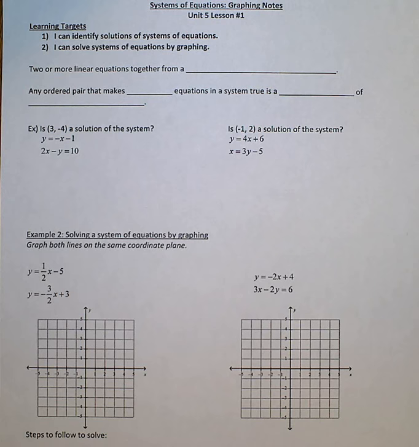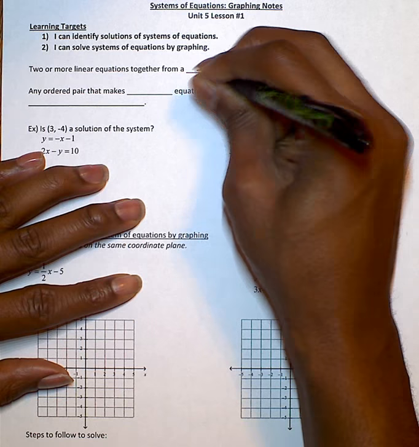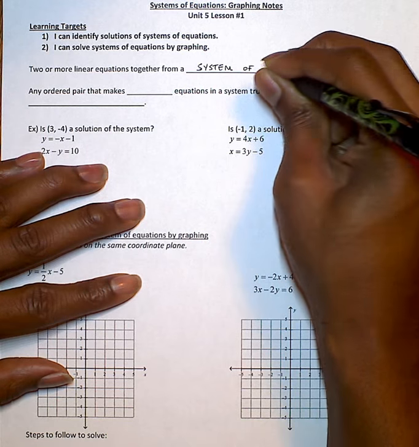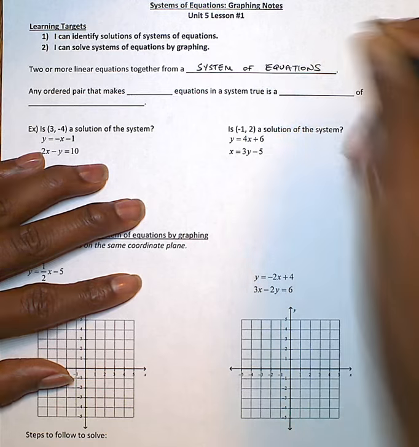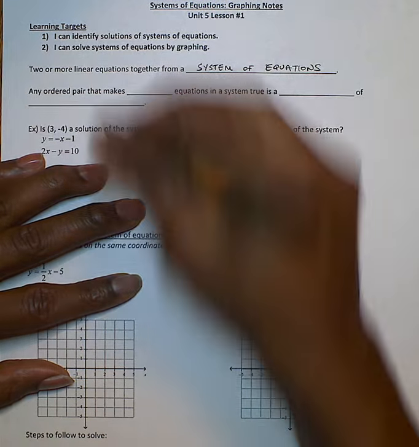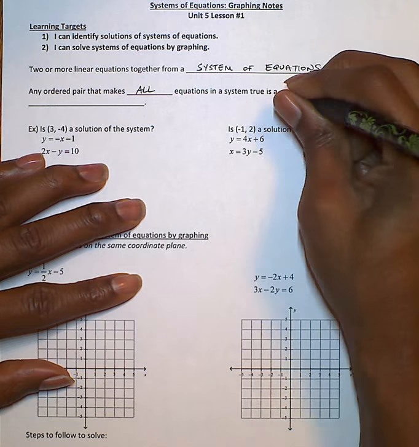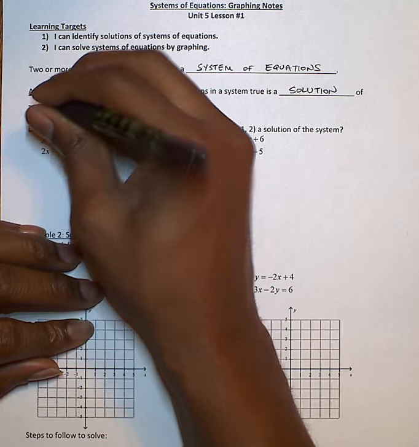Okay, so introduction to our chapter. A system of equations, or two or more linear equations together, form a system of equations. And any ordered pair that makes all equations in a system true is a solution of the system.